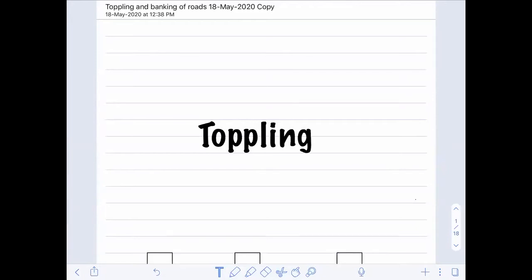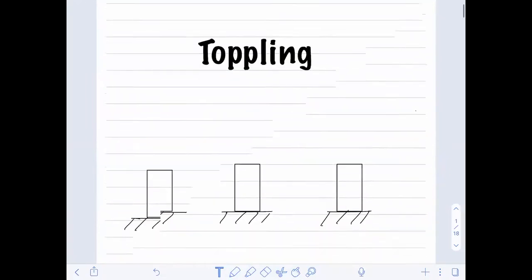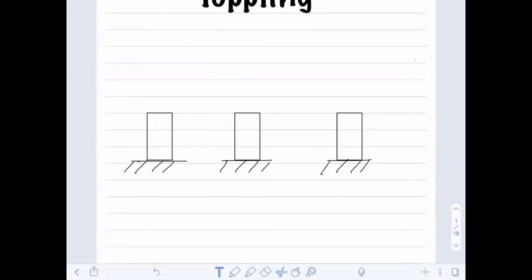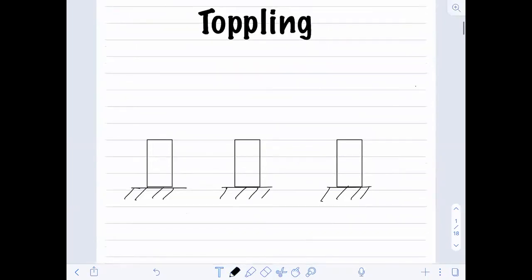So now we'll start today's topic with toppling, and after toppling is done, we'll start with banking of roads. So toppling we will start today. See, here you have three blocks. What I'm going to do is name these blocks A, B, and C.